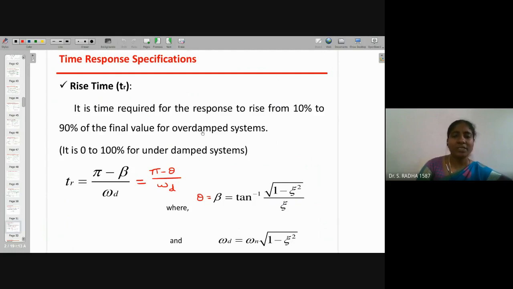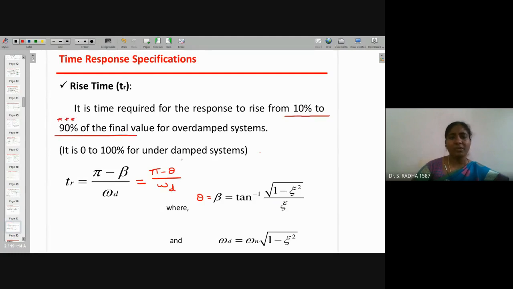For an overdamped system, the same can be considered 10% to 90%. For a critically damped system, we can take the time taken from 5% to 95%. So there are 3 definitions for rise time. 0 to 100% in the case of an underdamped system, 10 to 90% in the case of an overdamped system. This is mostly valid, the 10% to 90% formula, in all other subjects. Rise time means 10 to 90% only, which you will study in other subjects also.